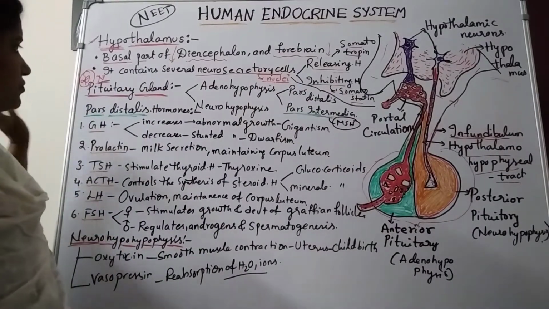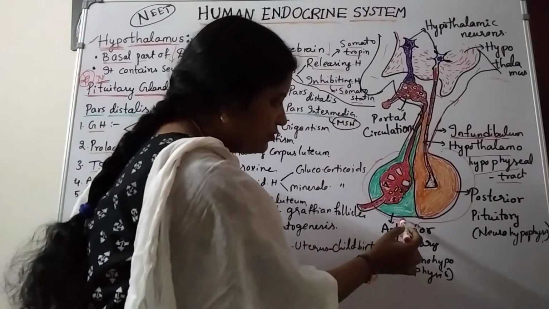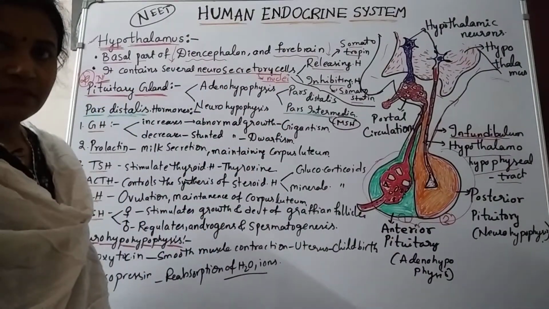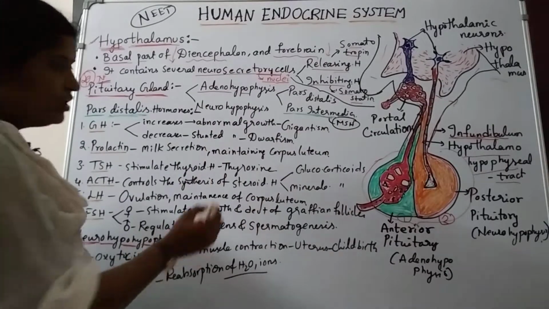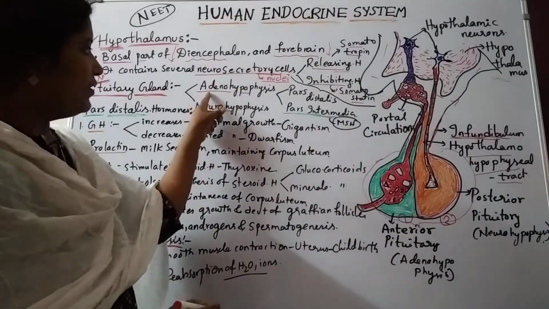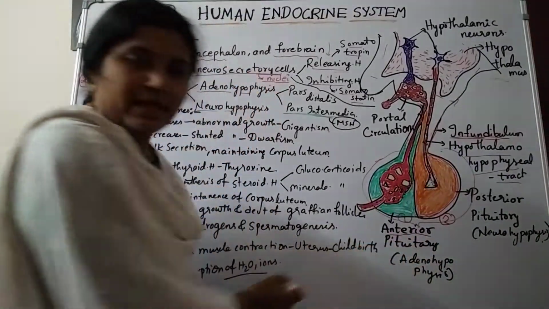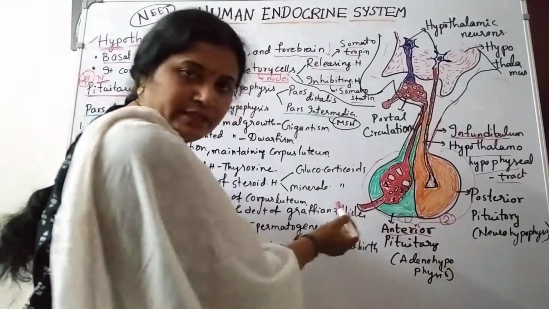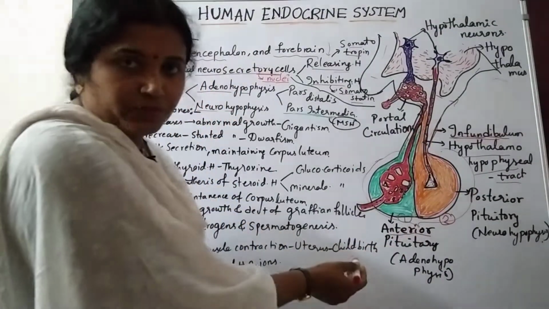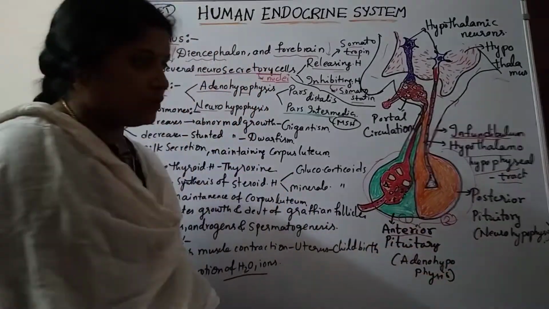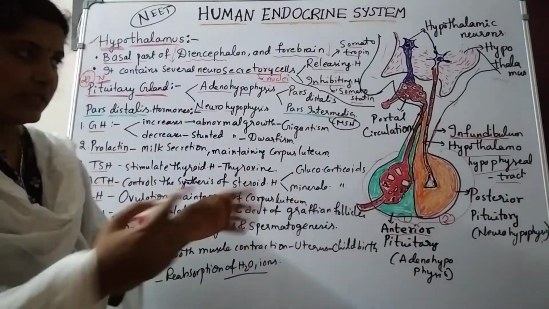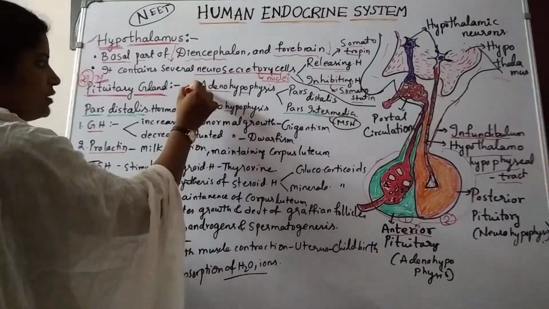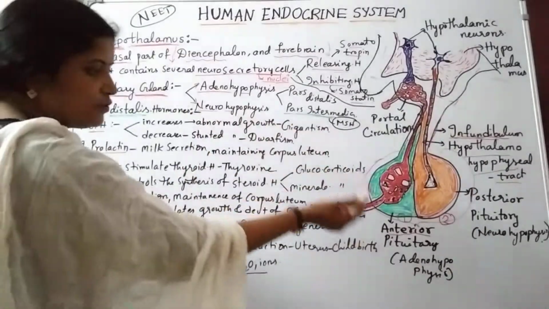The pituitary gland is divided into two portions. First one is the adenohypophysis, second one is the neurohypophysis. Adenohypophysis is also known as the anterior pituitary gland. Anterior means front, it is present in the front part. And the posterior pituitary is also known as the neurohypophysis. You should know these other names also.